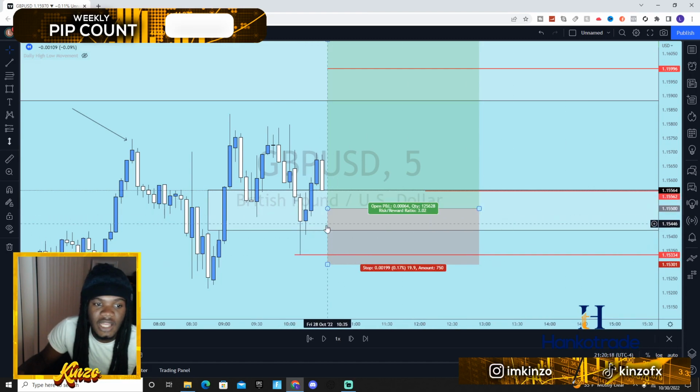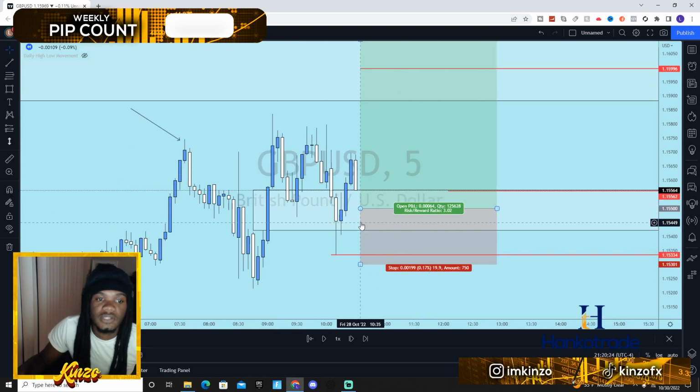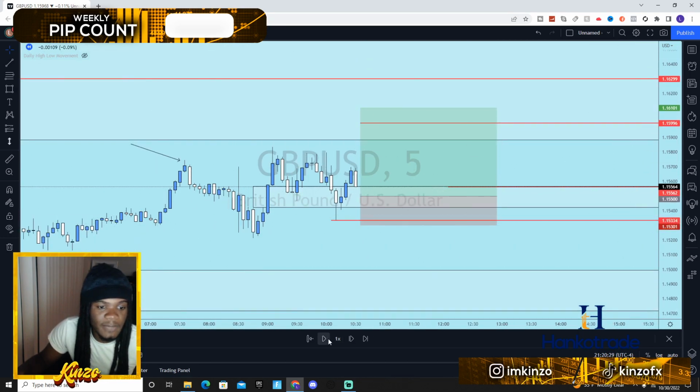1.15500. We put our stop loss below this low, 20 pips, because I'm only trying to risk 10 to 20 pips on every setup, never nothing more. 20 pip stop loss, it lined up. 60 pip take profit. Now let's see if this trade played out.